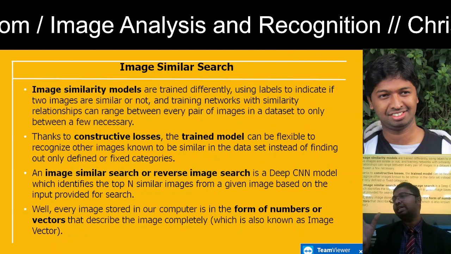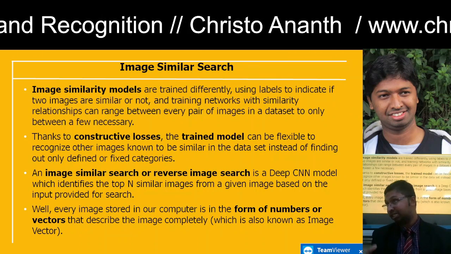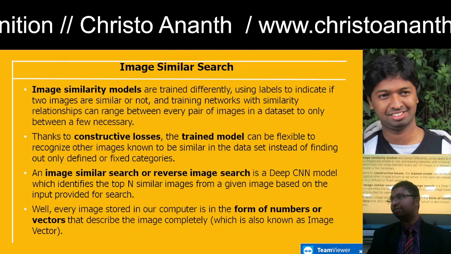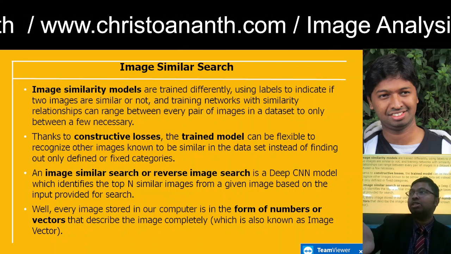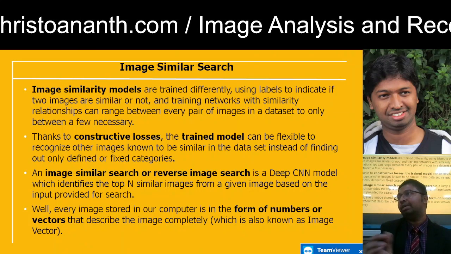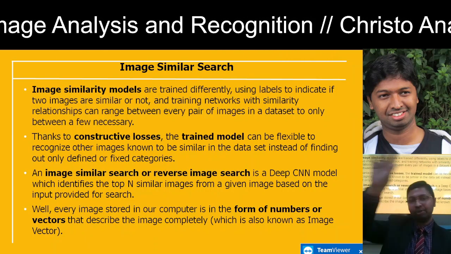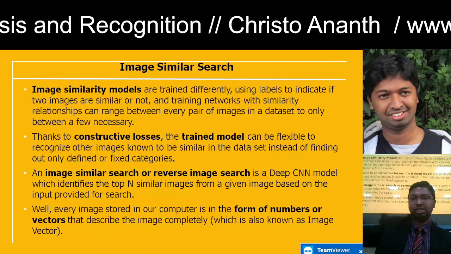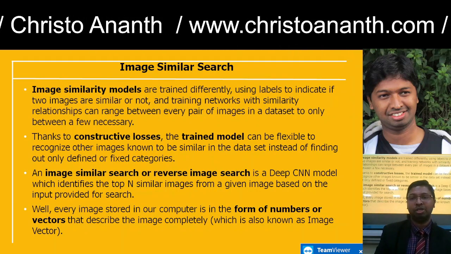Okay, instead of defined or fixed categories, here we will be having image similarity search, or maybe reverse image search. You can either go directly or you can go in reverse also, in the deep convolutional neural network model. Here it will be identifying the top n similar images from a given image based on the input which is being provided.